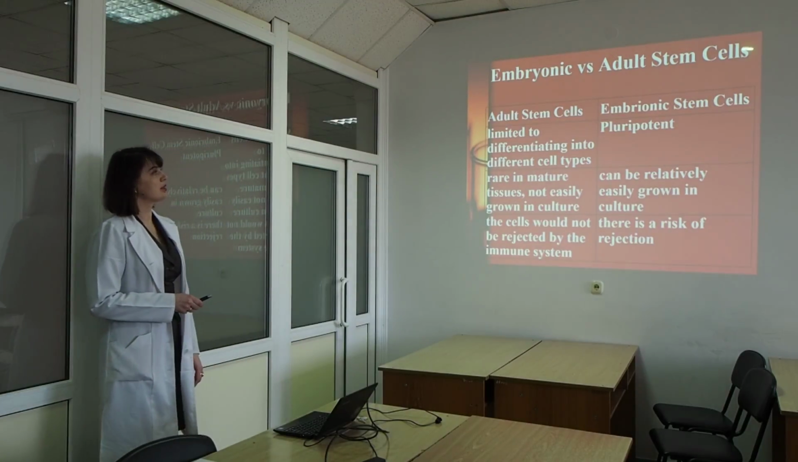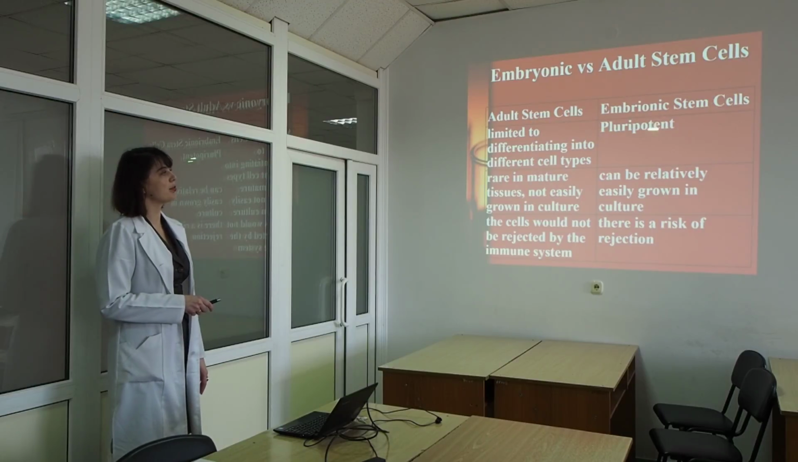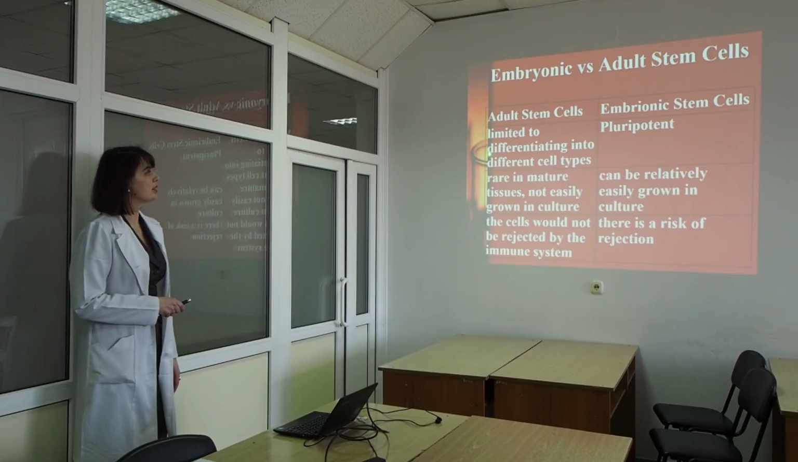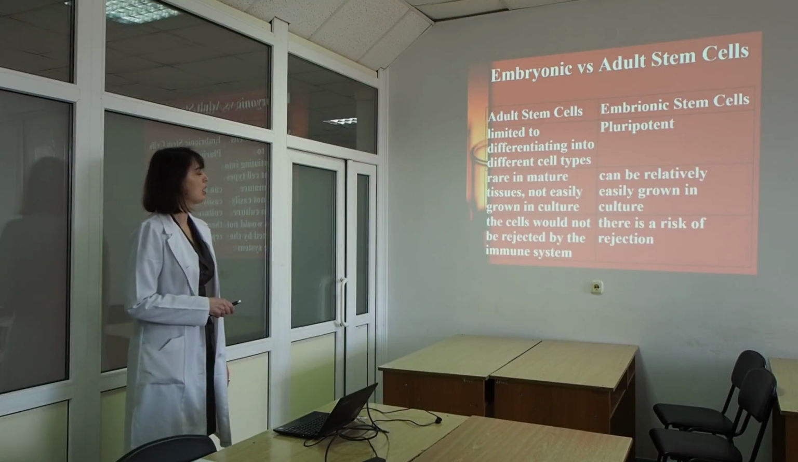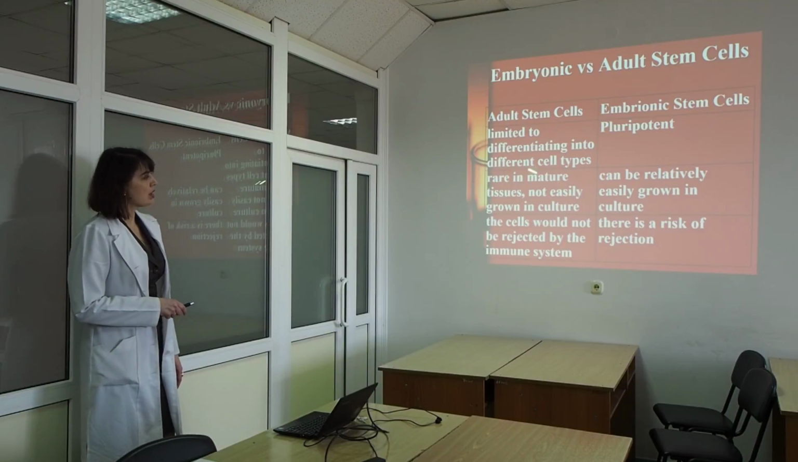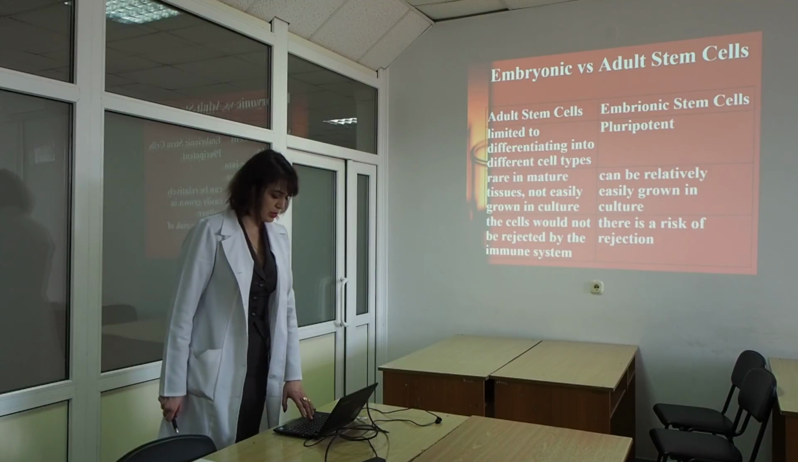Embryonic and adult stem cells are both promising, but have differences. Embryonic stem cells are pluripotent, while adult stem cells are limited in differentiating into different cell types. Adult stem cells are rarer in natural tissues, but embryonic are promising.